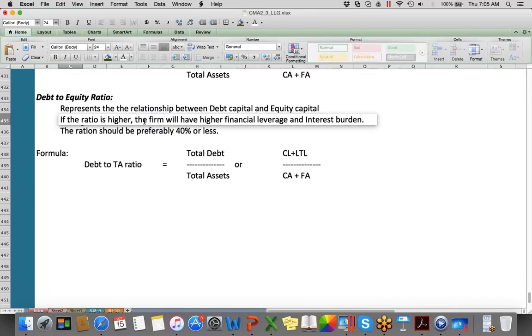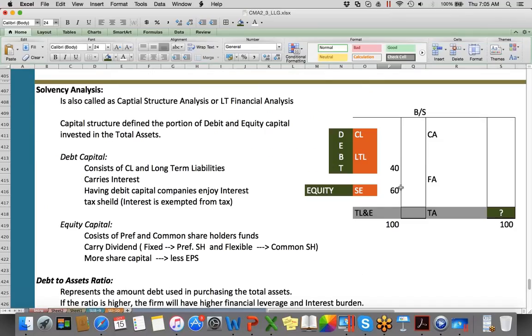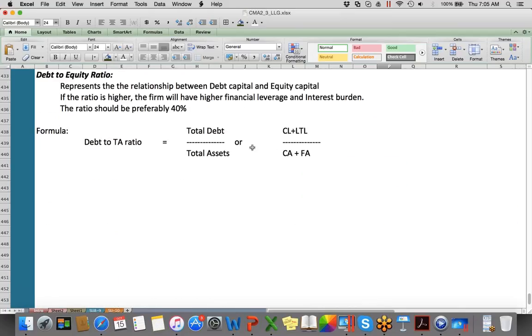If the ratio is higher, again the firm will have a higher financial leverage and interest burden as well. This ratio should preferably be less than 50%, but 40% is good. Why? Because if you have 50%, 50% means here you have around how much? If this is 60, it will be 30. Yeah, 50% is also okay for the debt to equity ratio.